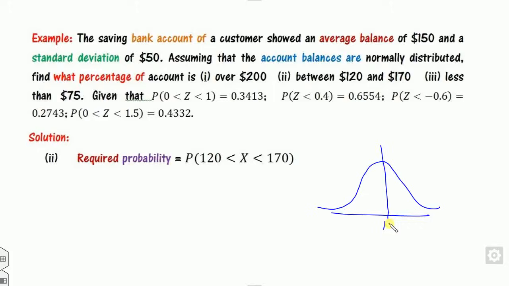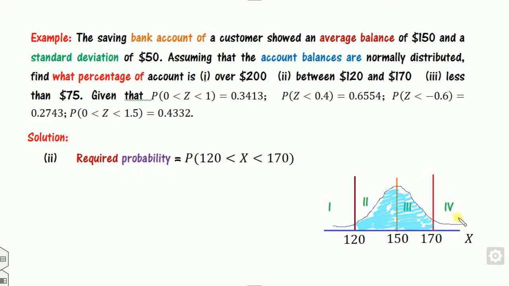The mean is given to be 150. 120 is on the left hand side, 170 is on the right hand side. So you divide this area into these 4 portions. Now calculate the value of z again.